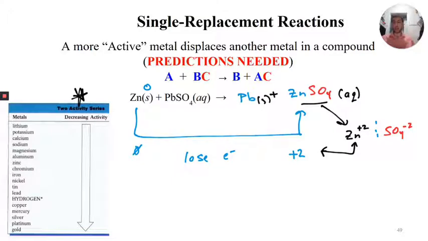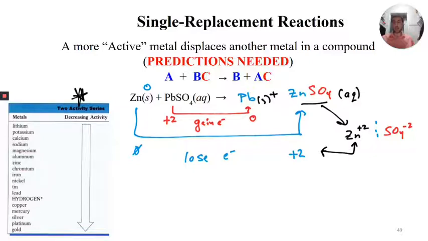At the same time, if we looked at the lead, we would notice that it would gain electrons. Its oxidation state started at a +2 and it ends at a 0. So by gaining electrons, it becomes more negative, +2 to 0. So when we're thinking of activity, that activity is directly referencing this ability to really gain or lose electrons. The more active the metal, the more likely it gets rid of its electrons.